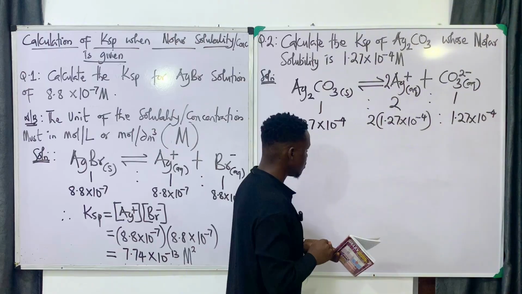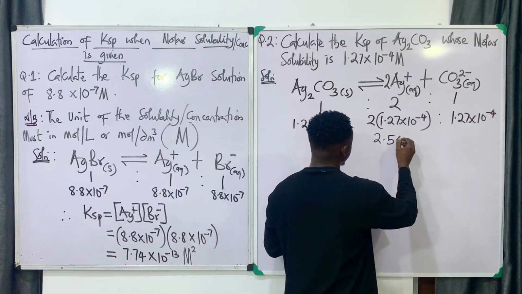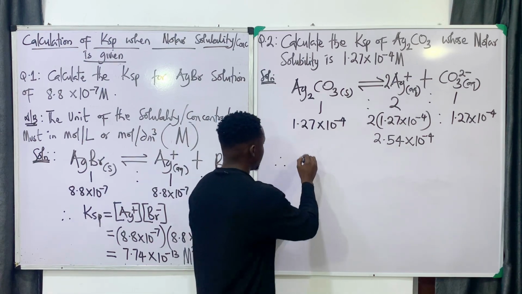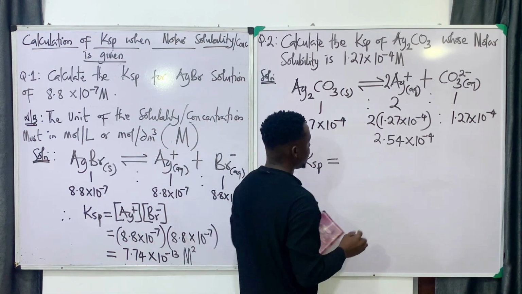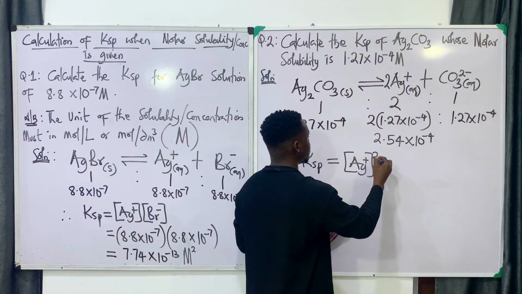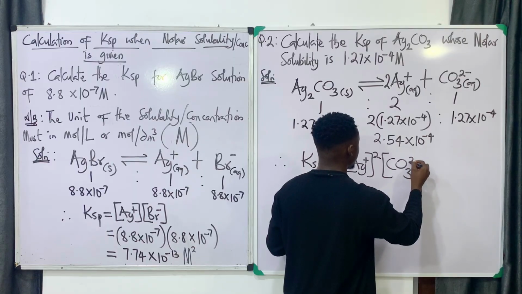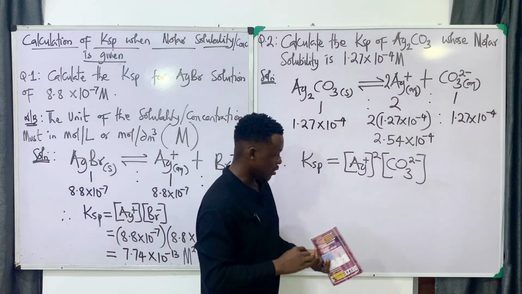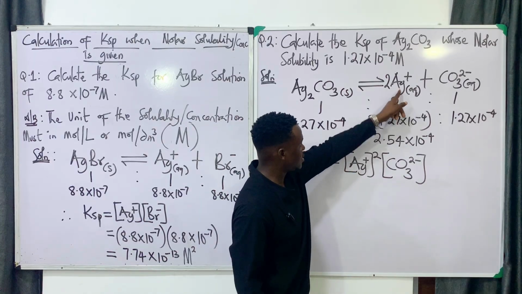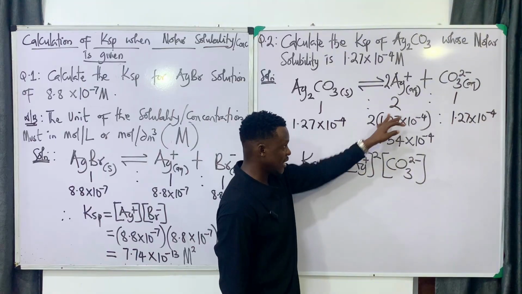Now, if you press your calculator, this should be 2.54 times 10 raised to the power of minus 4. So therefore, your Ksp expression for this will be Ag plus squared, raised to the power of 2, times CO3 2 minus raised to the power of 1. Anywhere you see the concentration of Ag plus, recall it is 2 moles to this. So whatever the concentration of this is, we're going to multiply it by 2. And when we did that, this was what we got.